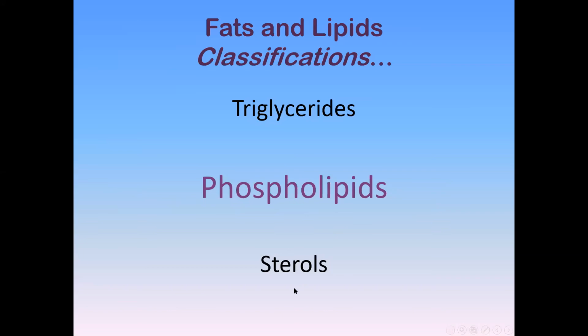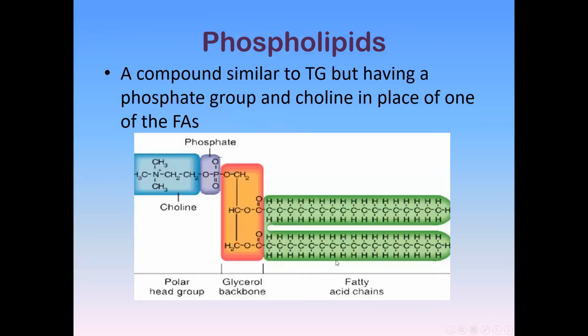Now, the second and third parts of fats and lipids are very short. Phospholipid is the second one. A phospholipid is also a compound similar to a triglyceride, but it has a phosphate group and choline in place of one of the fatty acids. So instead of three fatty acids, we have the choline.